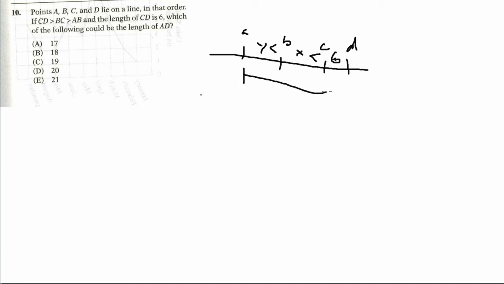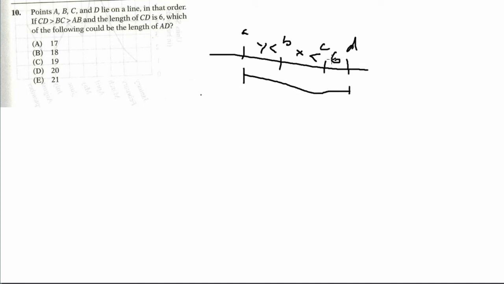Alright, we have a straight line with points A, B, C, and D. CD is 6. CD is greater than BC, so this value here needs to be something a little bit less than that. So we'll call that X, and then AB has to be a little bit less than that. We'll call it Y. Which of the following could be the length of AD?